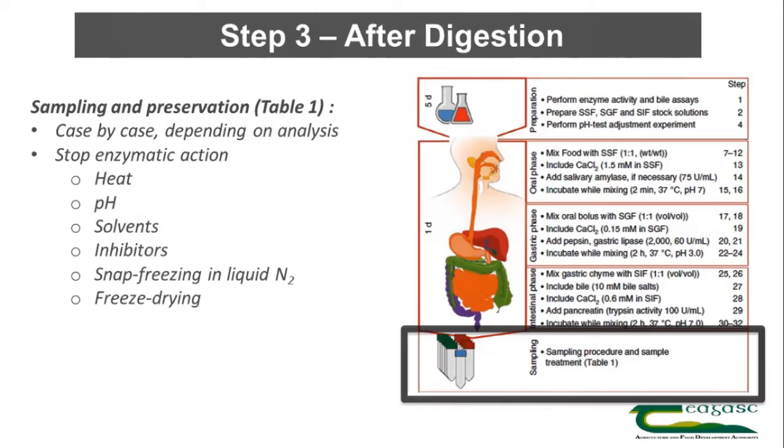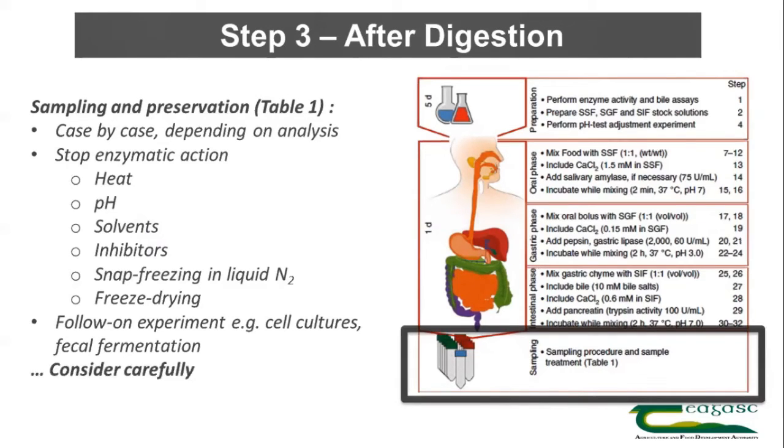Snap freezing in liquid nitrogen is always a good idea because it immediately stops the digestion. And for sample preservation, freeze drying might be a viable option. It also depends on if you want to do a follow-on experiment, such as putting the digesta on cell cultures or performing a fecal fermentation. So it's really case by case, and you have to consider it very, very carefully.